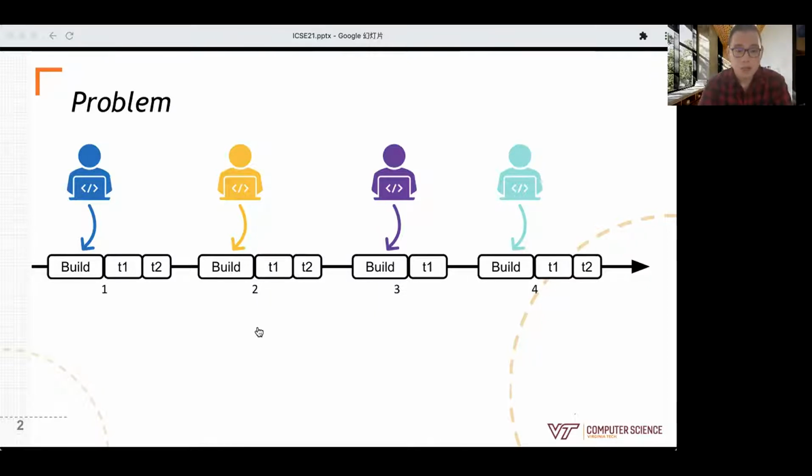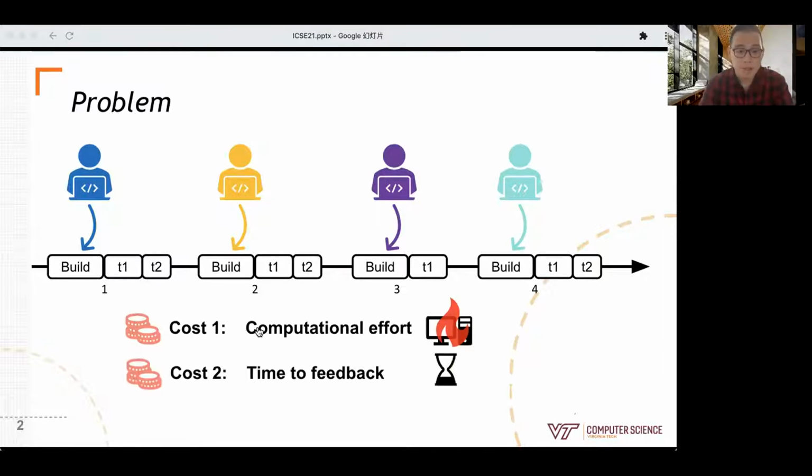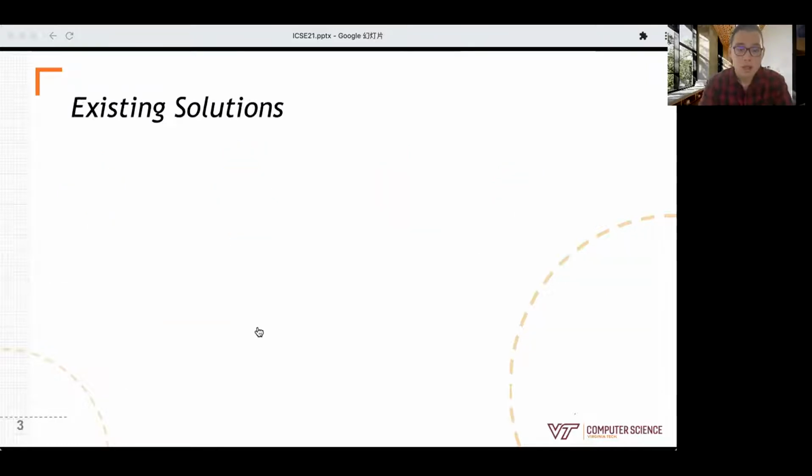As a result, two important problems arise due to high workloads. The first problem is the large computational effort, and the second problem is a long time to feedback. There is a lot of existing research aiming to address this problem. Let me use timelines to explain how they work.